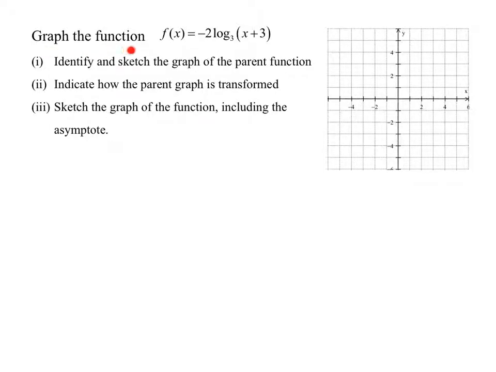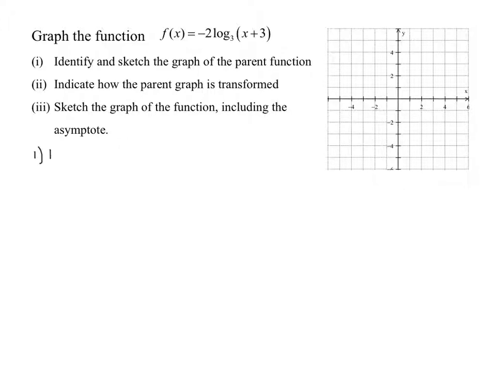In this problem, we need to graph this logarithmic function here. And we need to identify and sketch the graph of the parent function, indicate how the parent graph is transformed, and then we need to sketch the function f of x and include its asymptote. So looking at our function up here, we can see it's a logarithmic function, and the parent graph will be log to the base 3 of x.